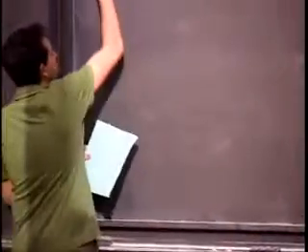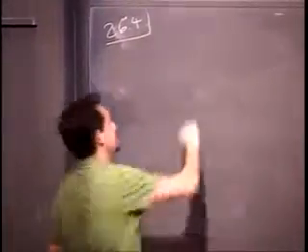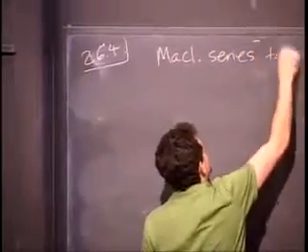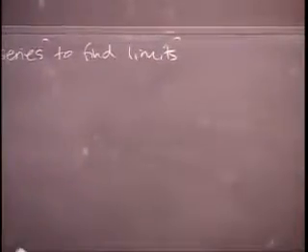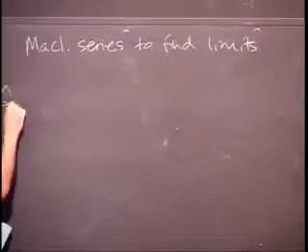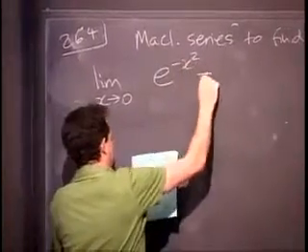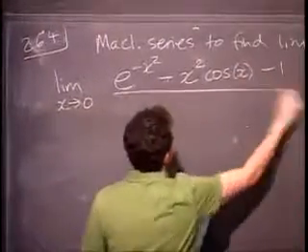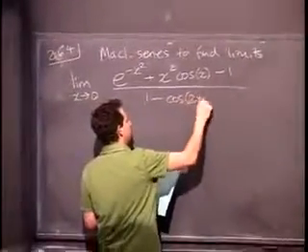All right. Moving on to 26.4. Using Maclaurin series to find limits. The best thing for me to do is to give you one example here and use this as an illustration. Suppose you want to find the limit as x goes to 0 of e to the minus x squared plus x squared cosine x minus 1 all over 1 minus cosine 2x cubed.